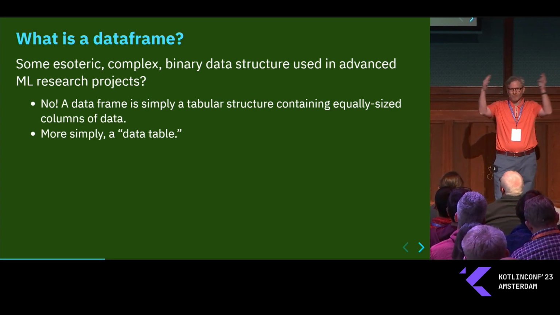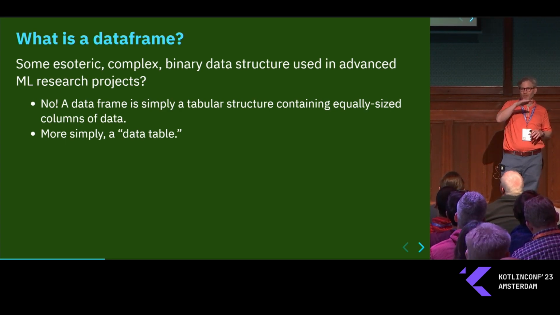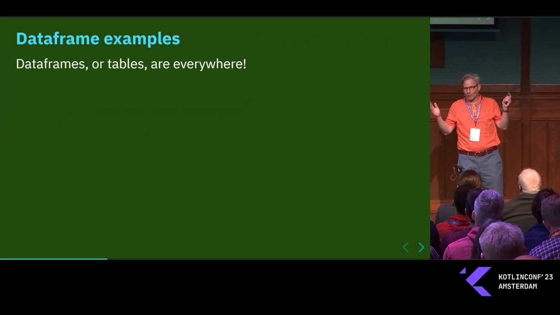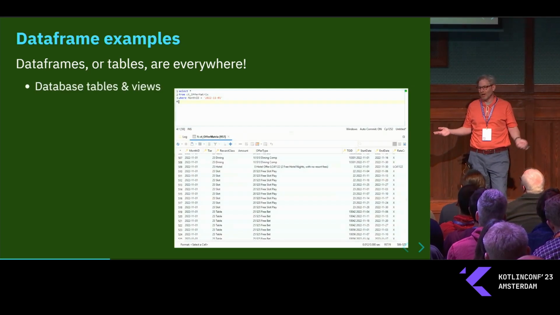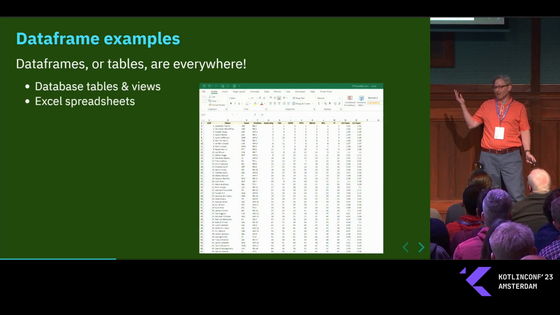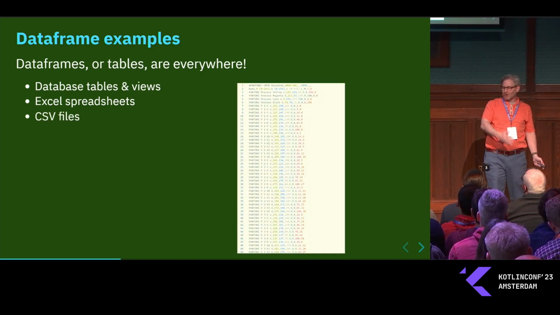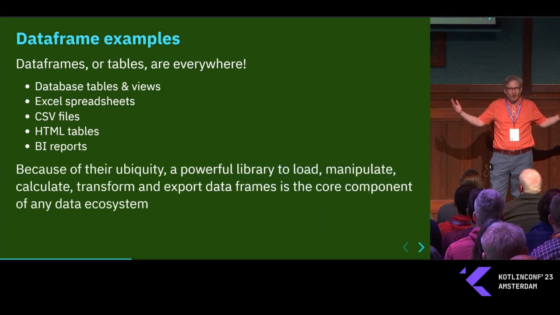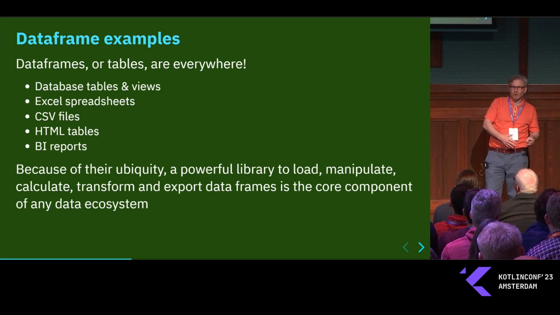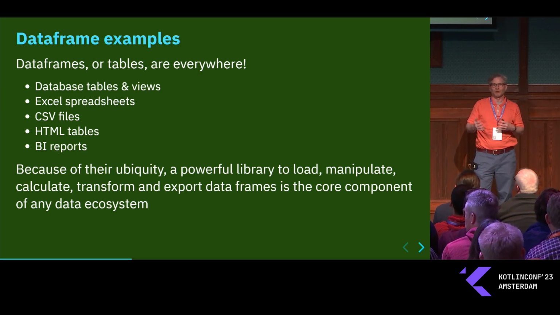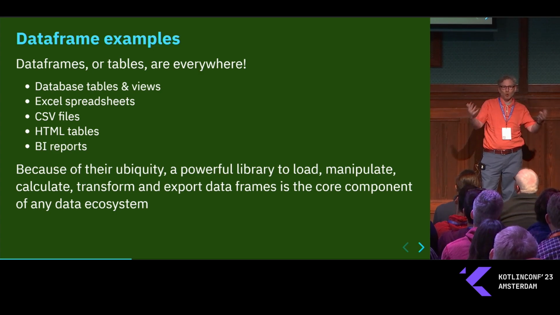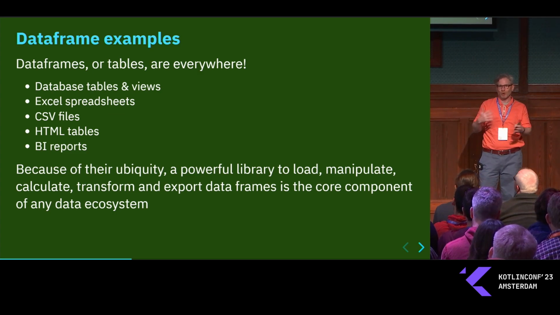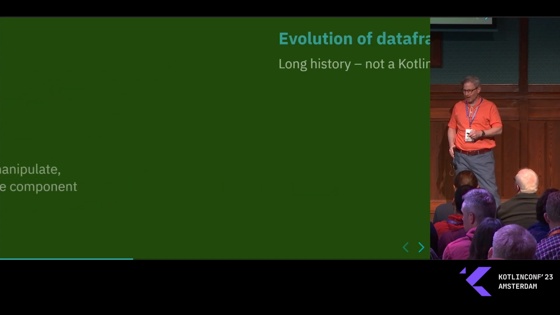It's very simple. Anytime you have a 2D representation of data with rows and columns, that's a data frame. Once you realize that, then you realize they're all over the place. You see them in databases, Excel spreadsheets, CSV files, HTML tables, and business intelligence reports. They're everywhere. So any programming language or ecosystem that wants to help programmers work with data needs a library similar to this to help you reshape, transform, and do all these functions that we're going to talk about in a minute.